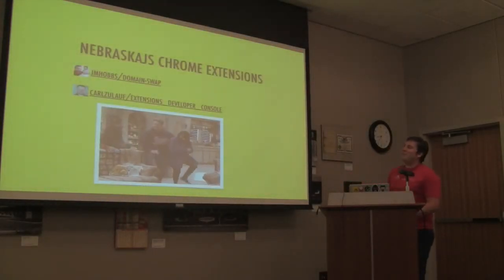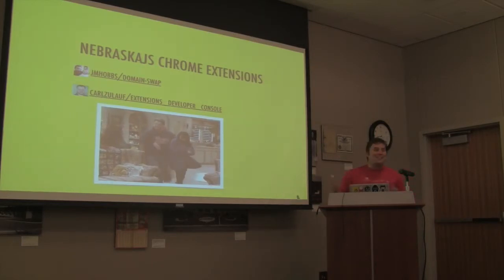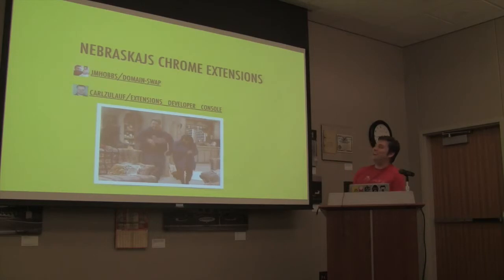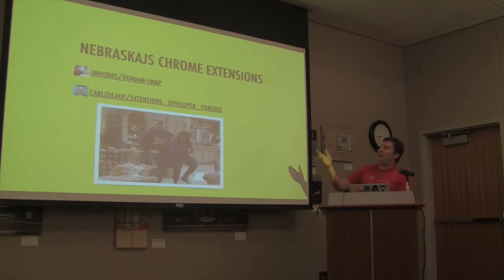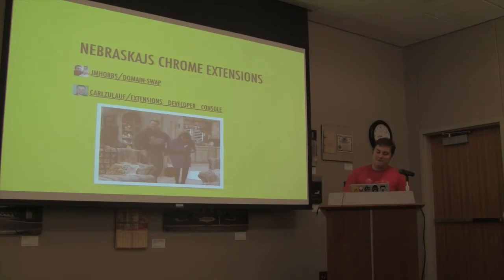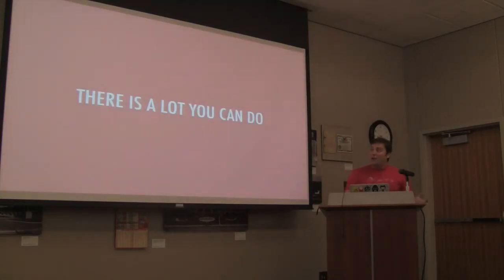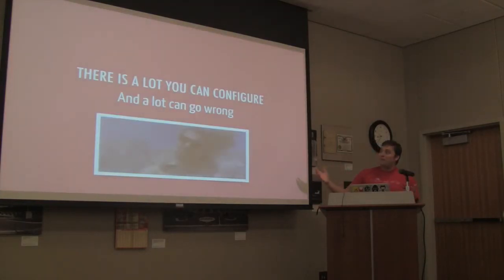So there's a number of extensions. I was trying to do a Google search to try and see who around here has built Chrome extensions. John Hobbs has this domain swap repo on GitHub, and Carl Zuloff has an extensions developer console as well. So check those out. And there's a lot you can do. There's a lot that you can configure. If you start with the manifest file and just look at the documentation for that, there's so much that you can configure, and a lot can go wrong.